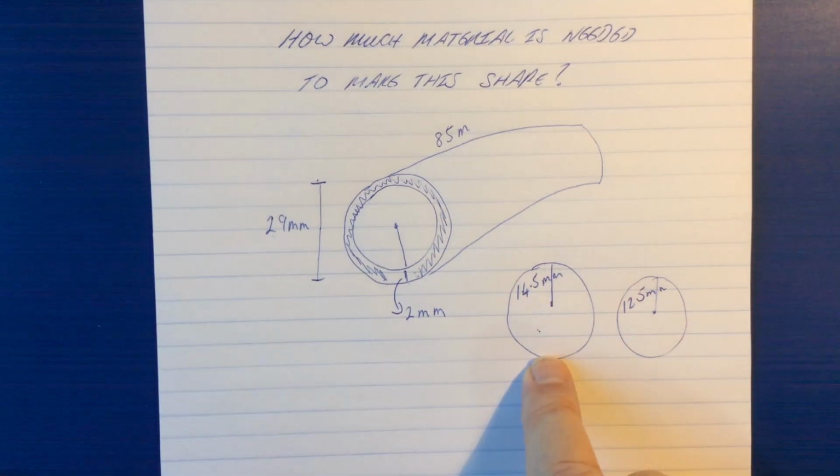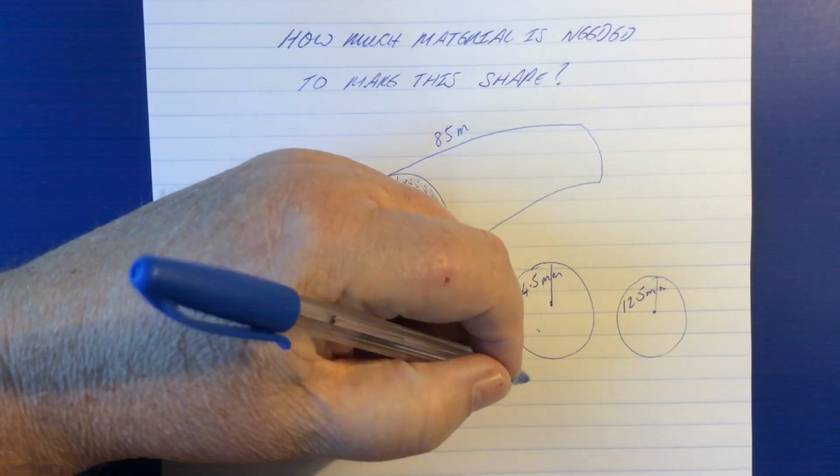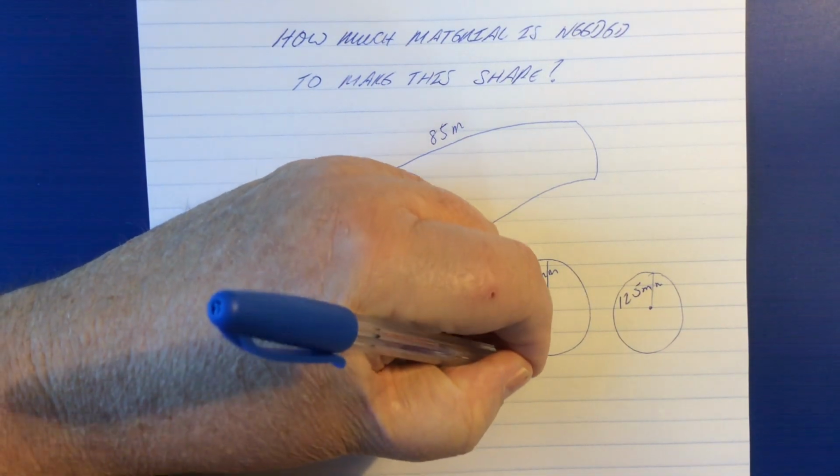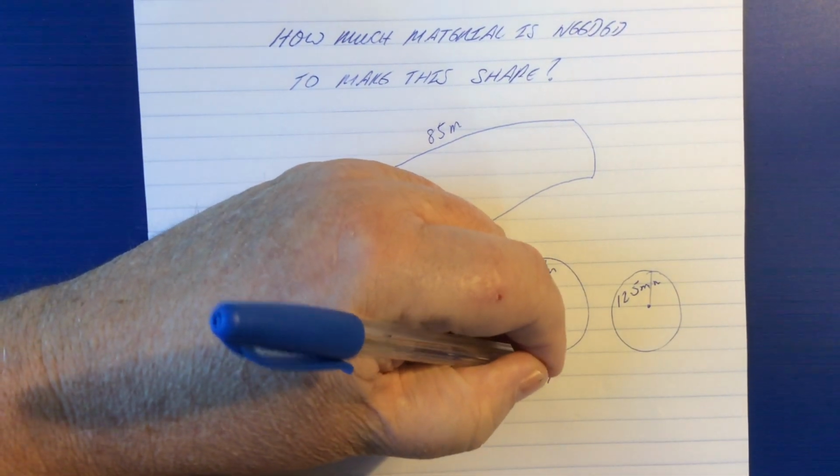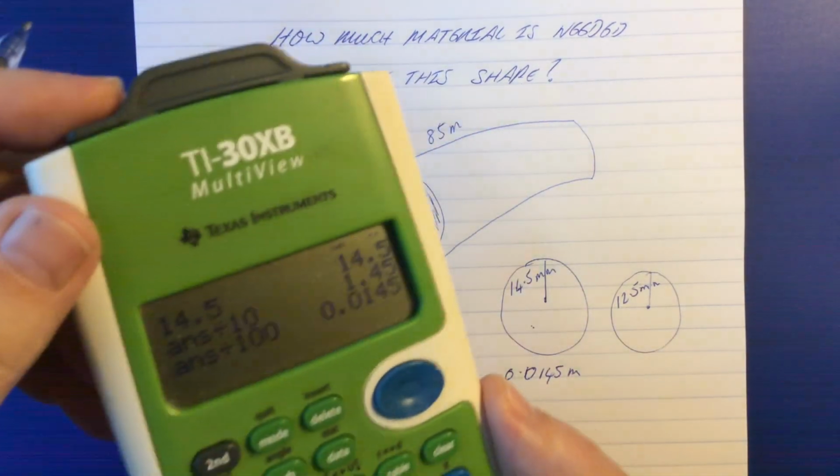Now the next thing I'm going to do is convert these to meters. So the process is as follows. There are 10 millimeters in a centimeter. So the first thing I'm going to do is divide 14.5 by 10. That gets us to centimeters. 100 centimeters in a meter, divide that by 100. And that gets us to meters. So it is 0.0145 meters. There we are.